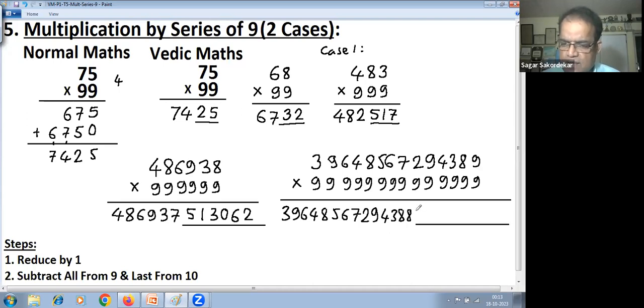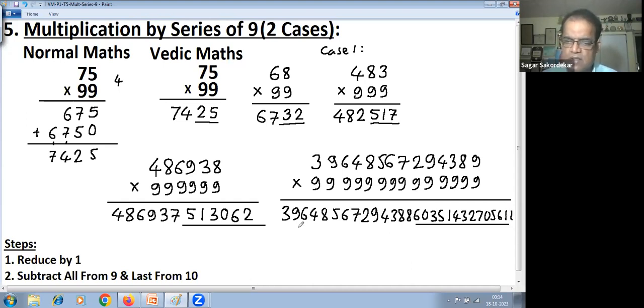9 minus 3 is 6, 9 minus 9 is 0, 9 minus 6 is 3, 9 minus 4 is 5. 9 minus 8 is 1, 9 minus 5 is 4, 9 minus 6 is 3, 9 minus 7 is 2, 9 minus 2 is 7, 9 minus 9 is 0, 9 minus 4 is 5, 9 minus 3 is 6, 9 minus 8 is 1, and last from 10. 10 minus 9 is 1.